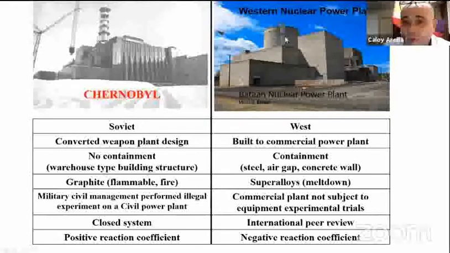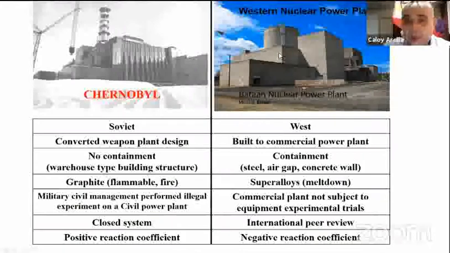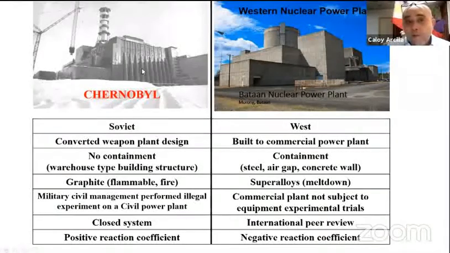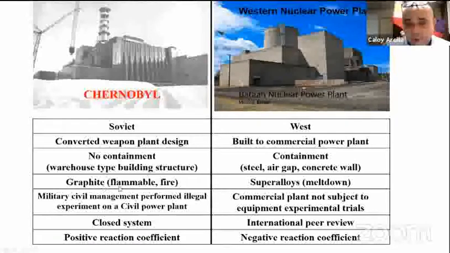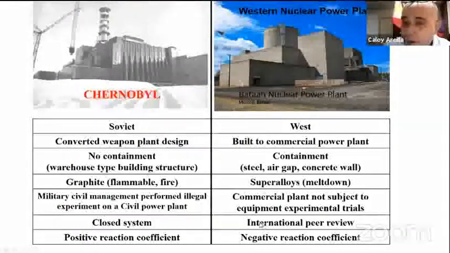Here's the containment structure of the BNPP. The materials, if there's an accident, will remain inside the containment structure. The design of the Chernobyl plant is also unstable. It's a graphite, subject to fire. So if you watch Chernobyl, please consider the facts of the Chernobyl plant vis-a-vis a modern plant.